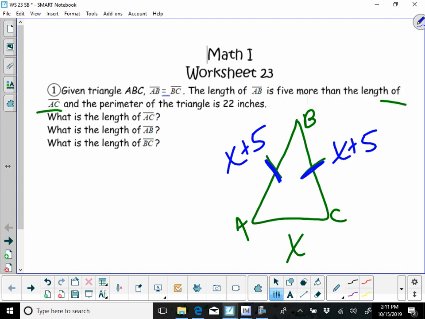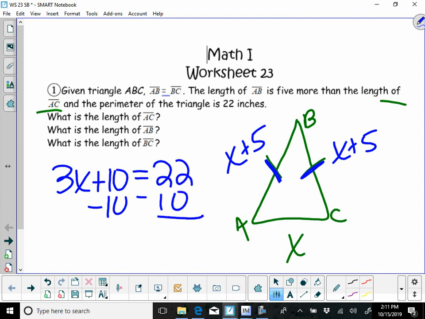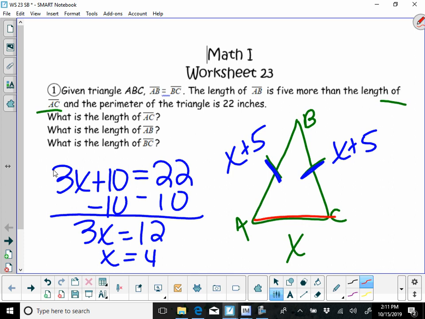Okay, so now we're going to add all that up. That's going to be 3x plus 10 is equal to 22. So when you solve your equation, 3x is going to equal 12 and x would equal 4. So x is side AC, so that's going to be here. And then in order to find AB and BC, you just do 4 plus 5, which is 9 and 9.